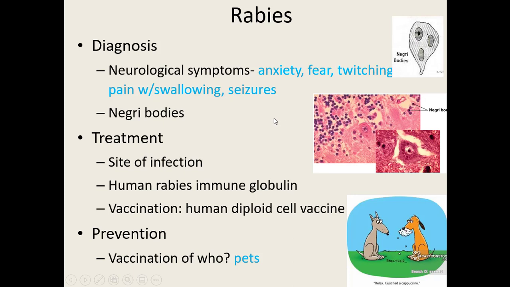Now, treatment. We try to treat right after you think you've been exposed. This is not treatment after you develop symptoms. By the time you have symptoms, it's too late. So for treatment at the site of infection, they're going to clean it, and add antibody serum right to the wound. Then they're going to give you antibody, the immunoglobulin, and then they're going to vaccinate you.